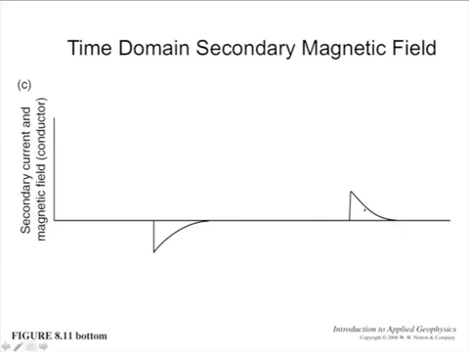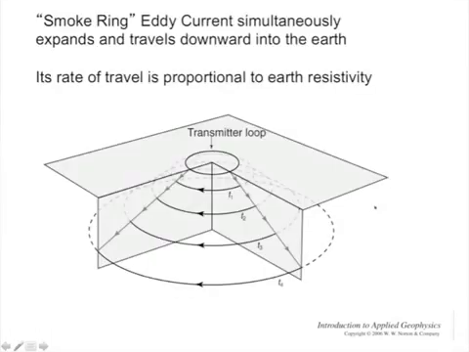And it turns out that the faster it dies off, the higher the resistivity. Okay. So now we can look at in the time domain how fast these secondary currents die off, and that's going to tell us something about the resistivity. Okay, time domain electromagnetic measurements.